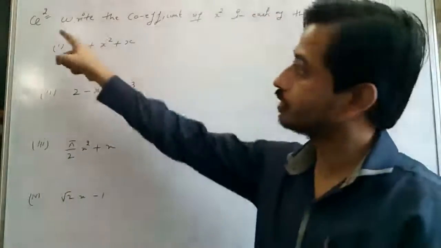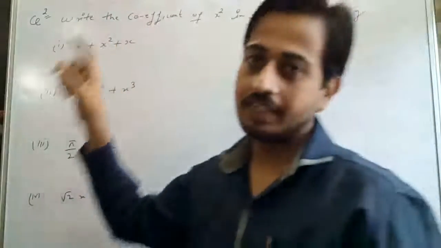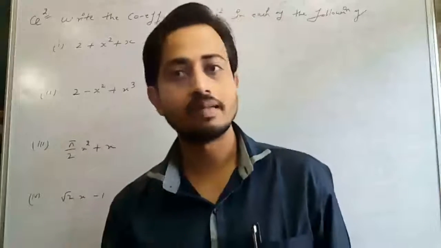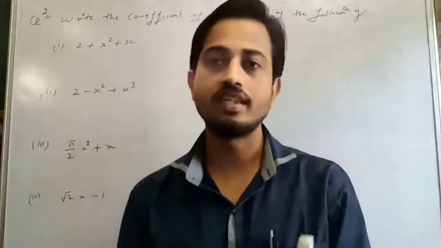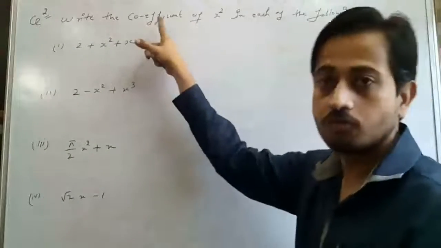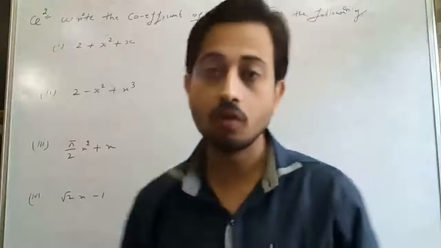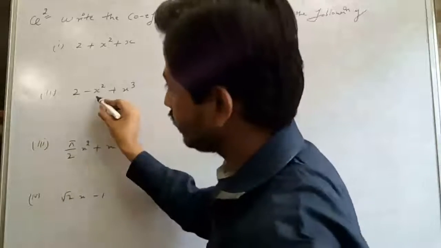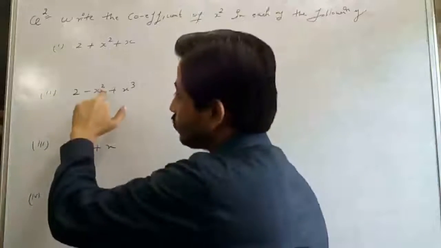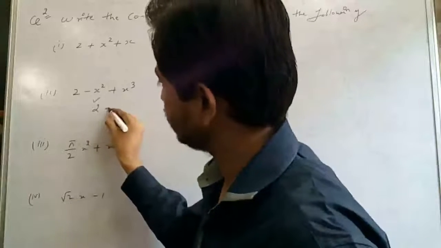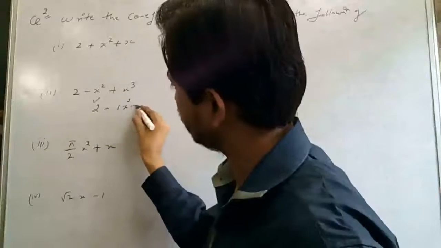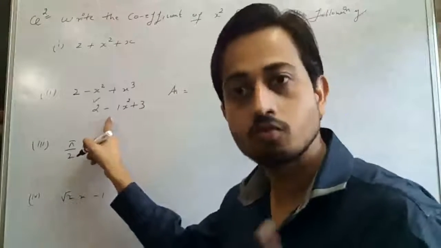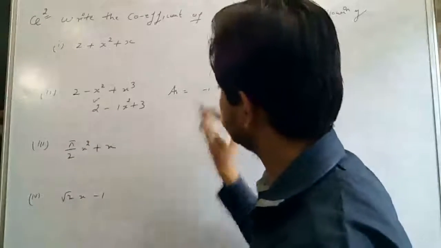Our next question number is 2. Write the coefficient. We already did this, but the numeric value that is multiplied with a term is called the coefficient of the term. In this, we have to find the coefficient of x square. It means we have to look only at the x square term. What is the x square term here? This is it. And what's the coefficient? Minus 1. That is the numeric value. So the answer is minus 1.